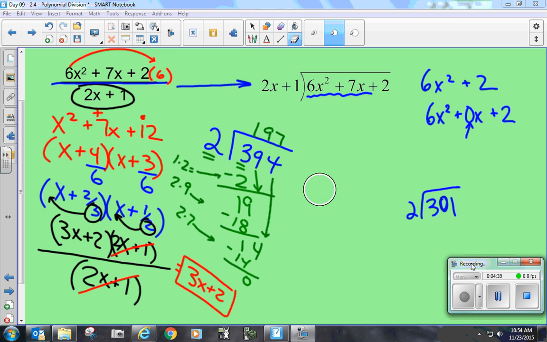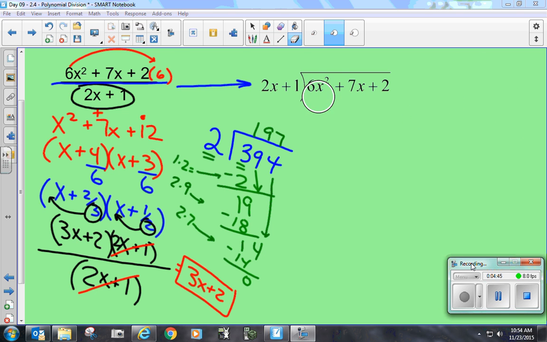All right? So if I'm missing anything either on the inside or outside, I need to fill that in. Okay? So we happen to have everything on the inside and outside. We're not missing any terms. So we're going to start dividing.